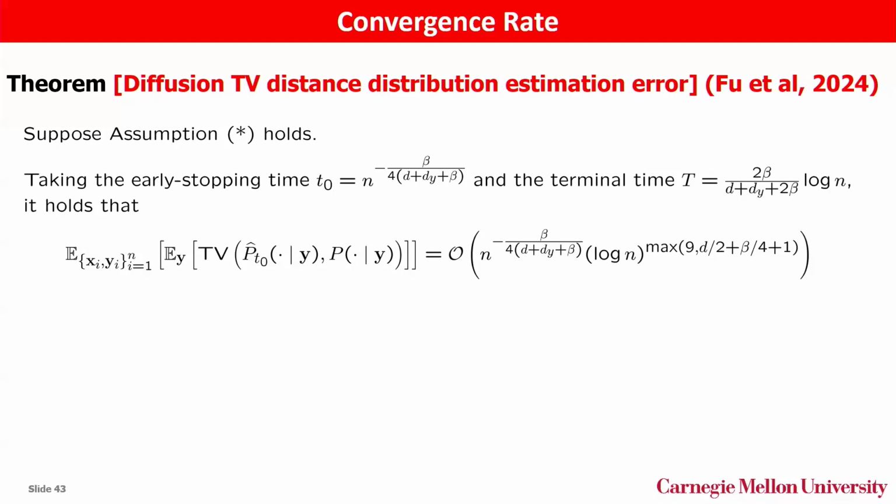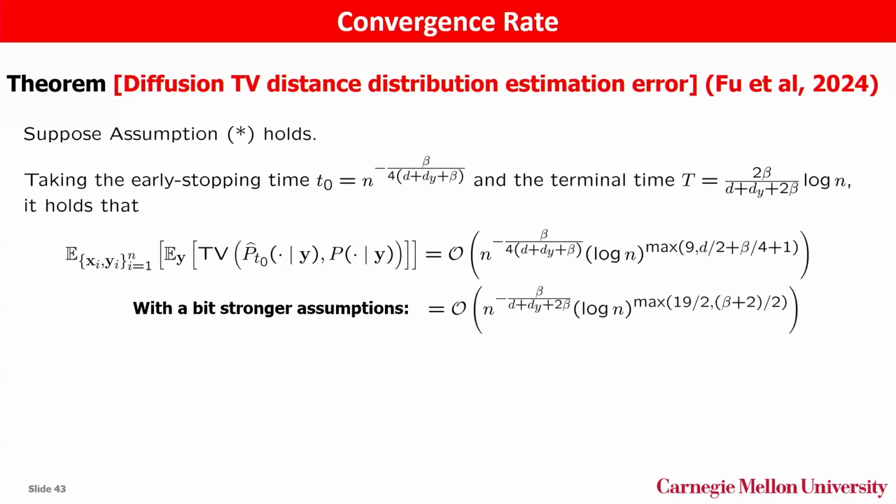If you look at this, the beta is your Hölder function class parameter. D is the dimensionality of your X, and D is the dimensionality of your Y. So we are doing conditional diffusion. And we can prove that this is a convergence rate that we get for diffusion, and T is just the total variation distance between the estimated distribution and the true distribution. If we use a bit stronger assumptions, then we can get this kind of convergence rate where this 4 disappears and it looks like that. And we can also prove that this is minimax optimal.